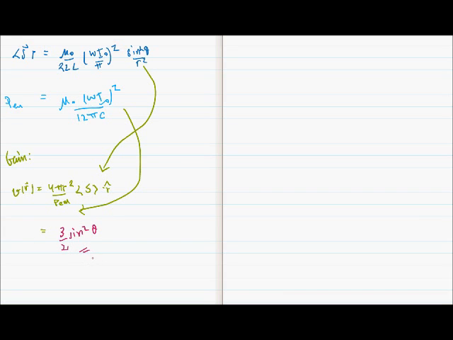And that's it. That's how you get the gain of a dipole antenna.